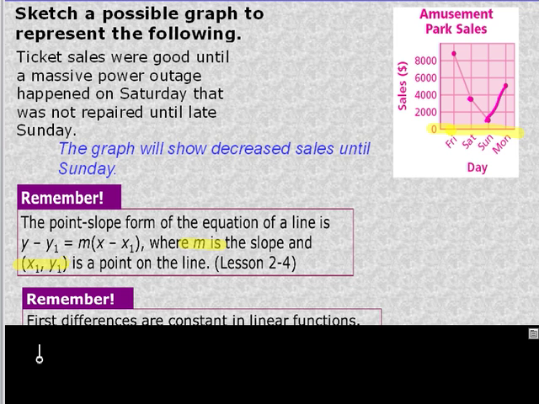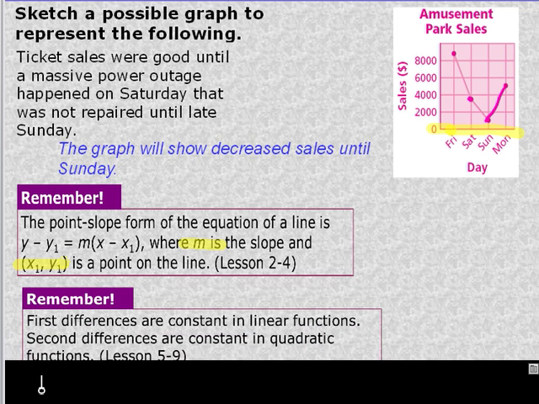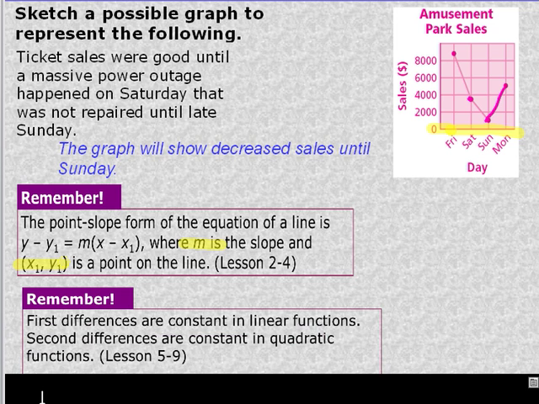This I think is new. It says remember, but I don't believe we've had this this year, and you'll see it. It'll make more sense in a minute when I actually go over a problem. First differences are constant in linear functions, and second differences are constant in quadratic functions. So we're going to use this to figure out from a table of data whether we have a linear function or a quadratic function. So let's look at what first and second differences are.